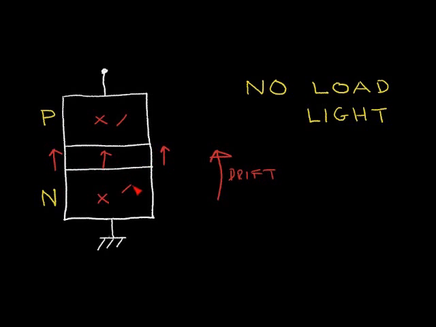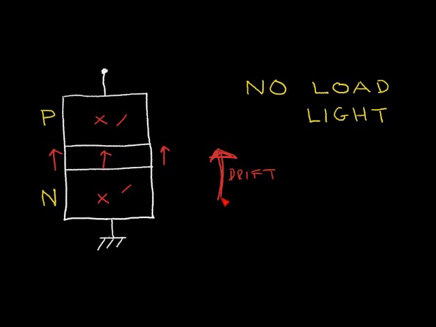Now this electron, if it wanders over into this region, it's going to be pushed away. But if this electron up here wanders into this region, it's going to feel this electric field and it's going to cross this region. So this electron moving in this direction is like a positive current moving upwards.